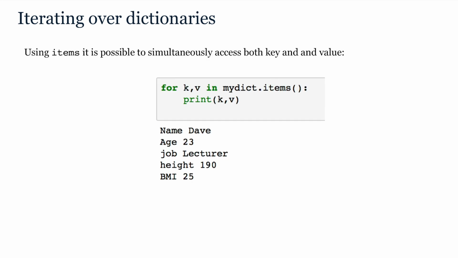Should you need to capture both the key and the value assigned to the key, then you can use the items iterator, and this will provide you with first the key and then the value.